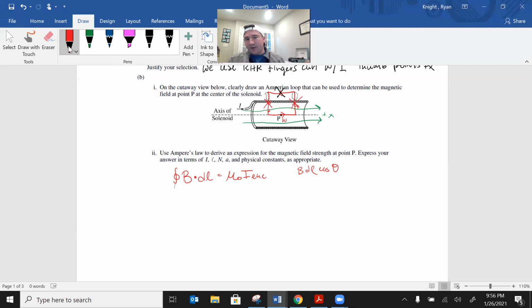And we're left with only the bottom. And the bottom is parallel to B. And B is going to be constant at the center. It's going to be uniform at the center of our magnetic field. So B pops out. We get the integral of just dl, which is just the length of this side, right? It's going to be W. So we get BW equals mu naught I enclosed.